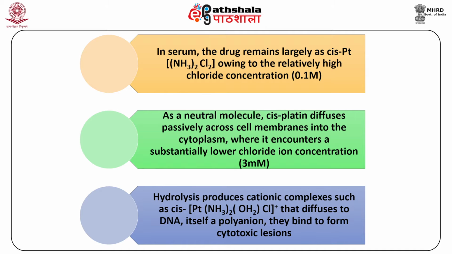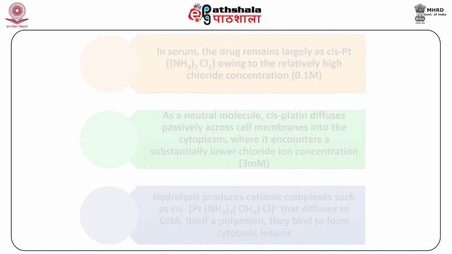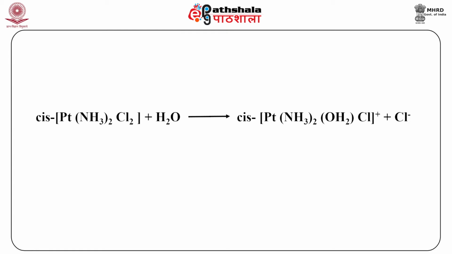As a neutral molecule, cisplatin diffuses passively across cell membranes into the cytoplasm, where it encounters a substantially lower chloride ion concentration. Hydrolysis produces cationic complexes that diffuse to DNA, itself a polyanion. They bind to form cytotoxic lesions. The hydrolysis reactions of cisplatin are an important aspect of biological activity.